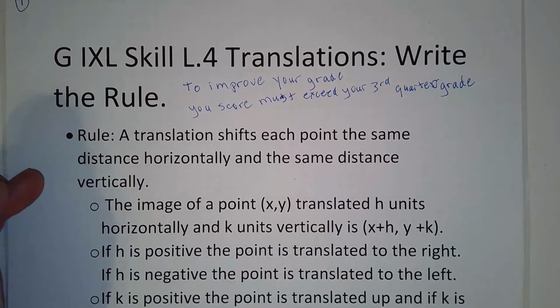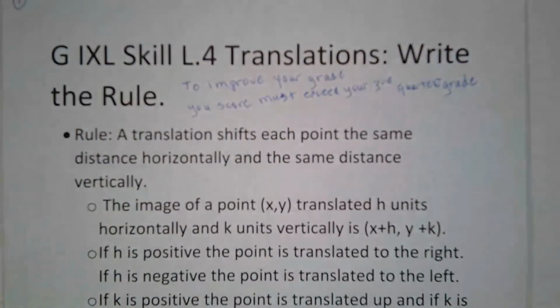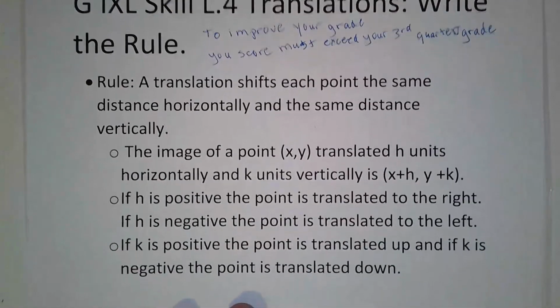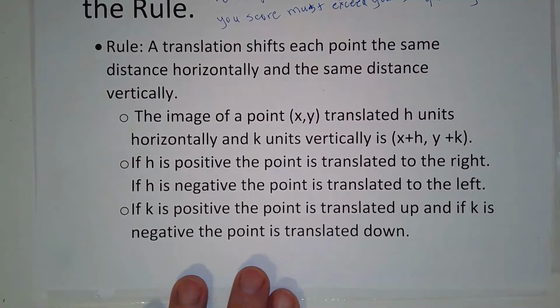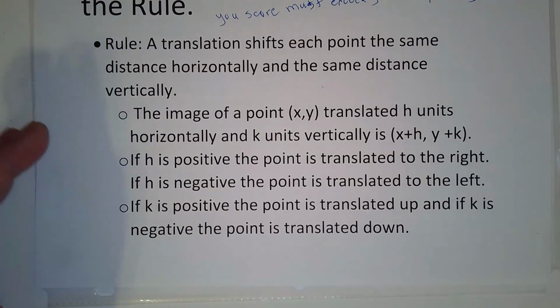Now, with translations, we've got this rule that you need to follow, and I'm going to move this up a little bit so you can see this just a bit better. All right, so the rule is that a translation, which is a rigid transformation, shifts each point the same distance horizontally and the same distance vertically. That's the thing about rigid transformations. If you have points shifting at different distances, then you get a completely different shape, and that's not a rigid transformation. So you want it to stay rigid.